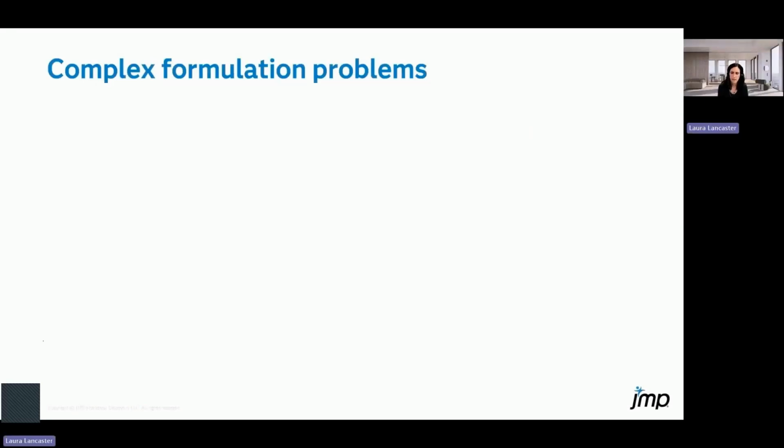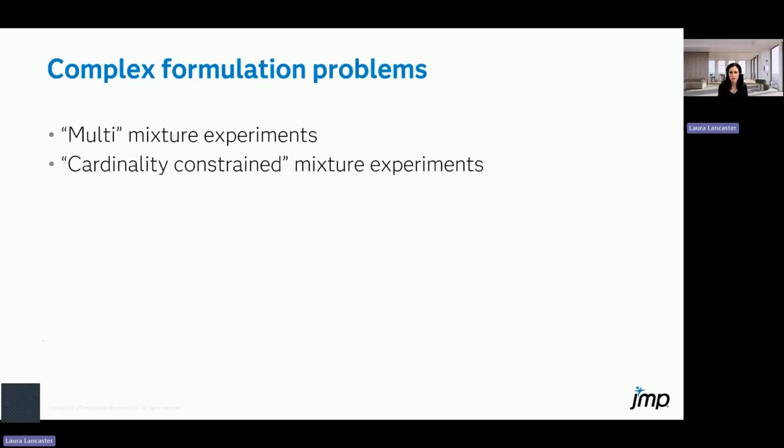So Kasia just demonstrated how easy it is to use the Bayesian optimization platform for a simple mixture experiment. I want to talk about the more complex formulation problems that Chris introduced earlier. He talked about multi-mixture experiments that contain more than one mixture, have a mixture of mixtures. He also talked about cardinality-constrained mixture experiments. Those are experiments that have restrictions on the number of components allowed to be non-zero in at least one group. He noted that both of these types of complex mixture experiments were very, very difficult or even impossible to design and analyze with the classical methods before JMP Pro 19.